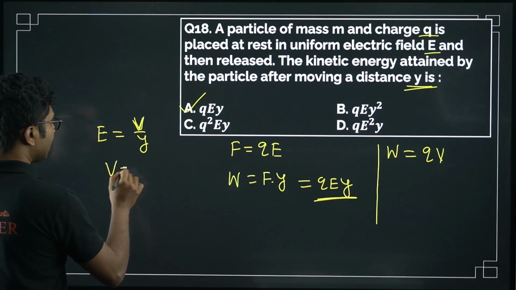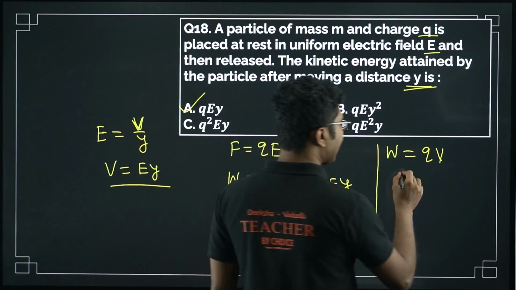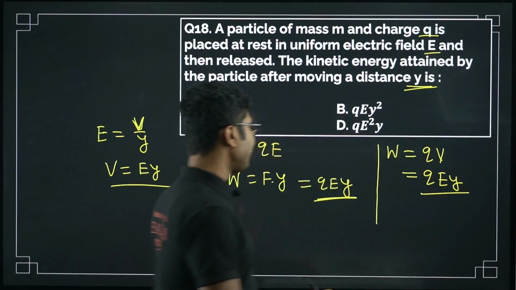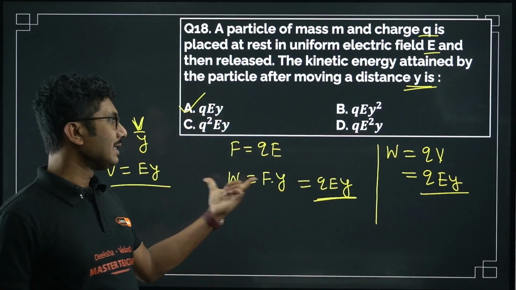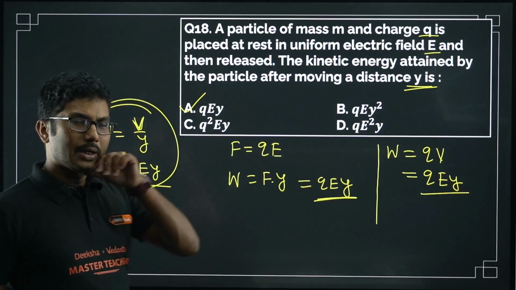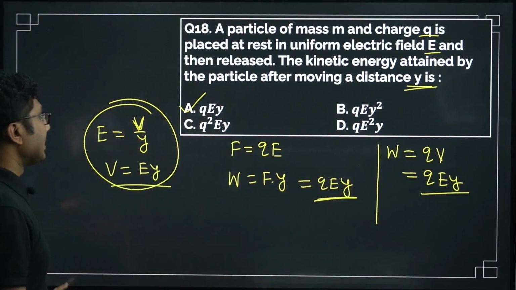So E is equal to V by y, so V is equal to E into y, and you can use this as well, whatever you are comfortable with, giving QEy. I feel the first one is the safest and easier one. This is a slightly tricky one, you might get confused here, but whatever you are comfortable with, you can use both methods and you will get the same answer.